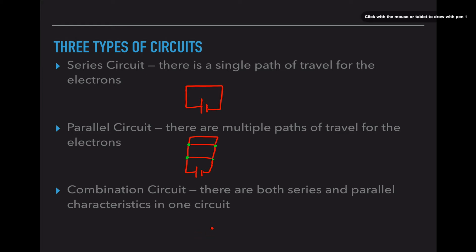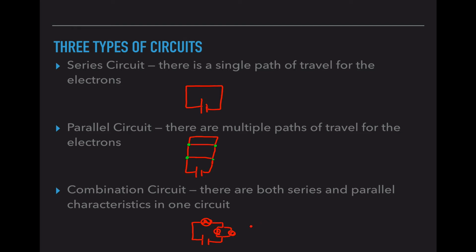Okay, the last thing is a combination circuit. A combination circuit has some stuff in series and some stuff in parallel. So there might be a light bulb here and then a light bulb here and here. So the electrons have to go through this first light bulb. Then they can choose if they want to go to the left light bulb or the right light bulb.